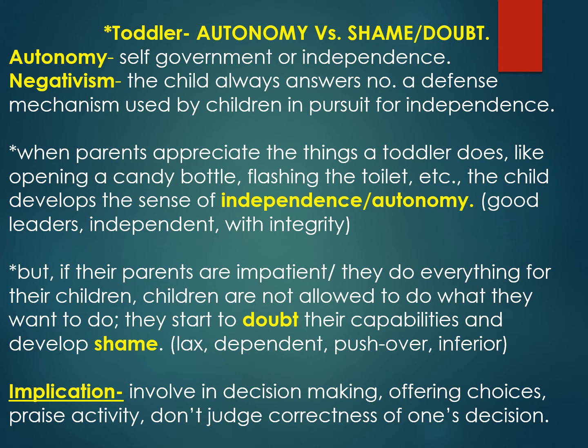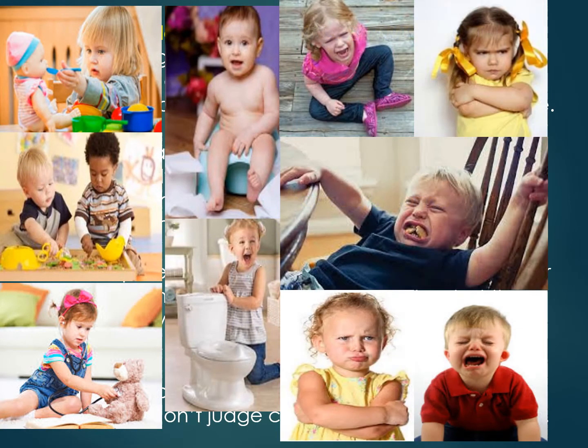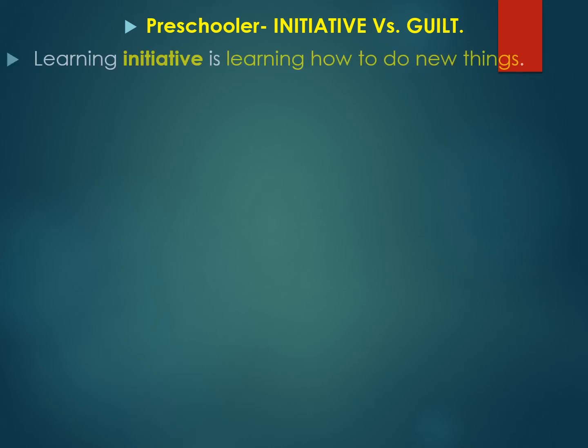And by letting him or her decide, you are able to help him attain a sense of autonomy. So that is the developmental task of a toddler, autonomy versus shame or doubt. We proceed to the preschooler. For the preschooler, their developmental task is initiative versus guilt.